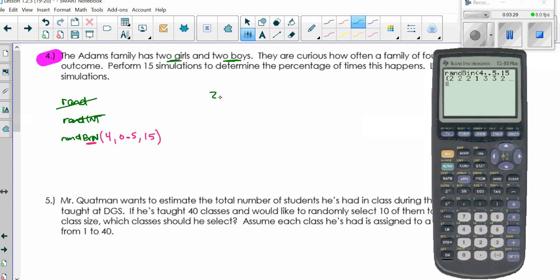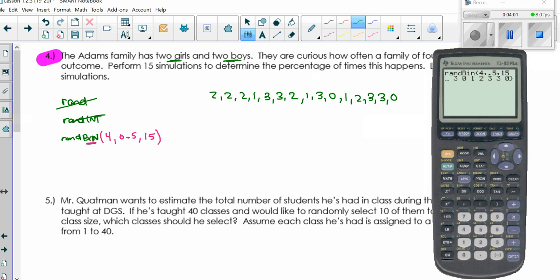I can see that I have a 2, 2, 2, 1, 3, 3, 2, and then I'm going to scroll to the right. 3, 2, and I have 1, 3, 0, 1, 3, 0, 1, 2, 3, 3, and 0. 1, 2, 3, 4, 5, 6, 7, 8, 9, 10, 11, 12, 13, 14.